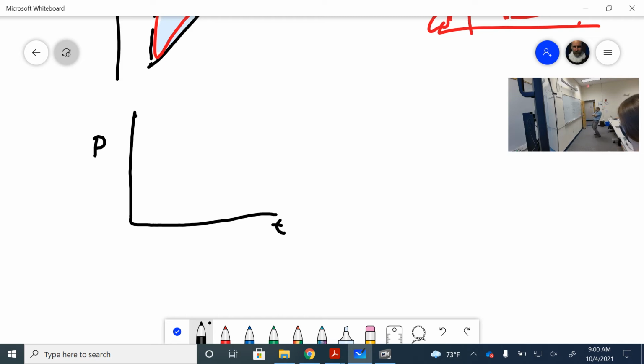Position graph of a cart moving toward the detector with positive acceleration.